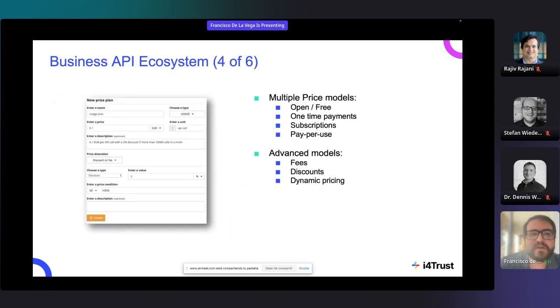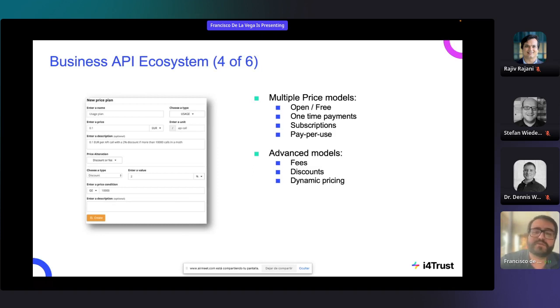Okay, the Business API Ecosystem currently supports multiple price models, from the most simple one, which is the typical free offers, to some stuff a little bit more complex. Regarding the free models, the Business API Ecosystem supports two different kinds. On the one hand, we have free models, which means that you have to buy the offer. It's free, but you have to buy the offer. You have to accept the terms and conditions, basically creating an order and following the whole ordering process in order to get access to the service you are buying.